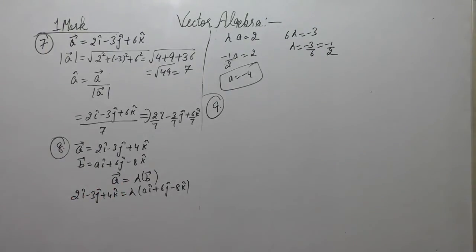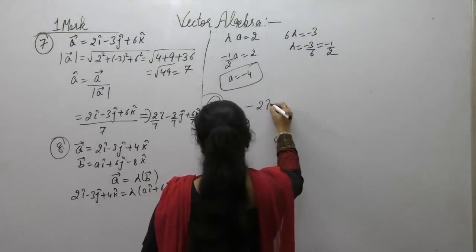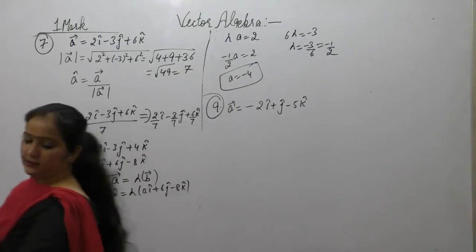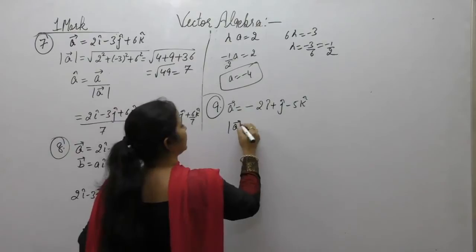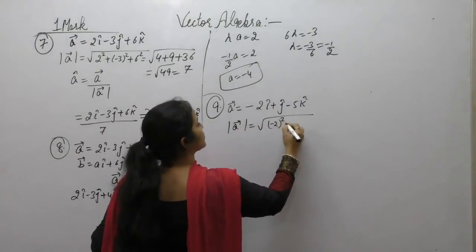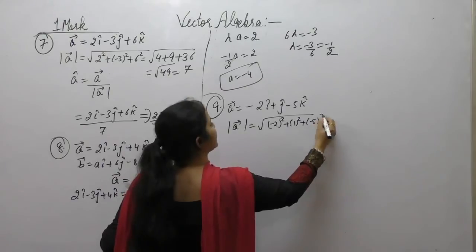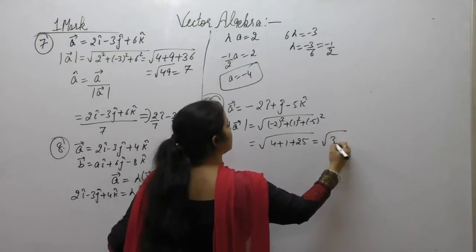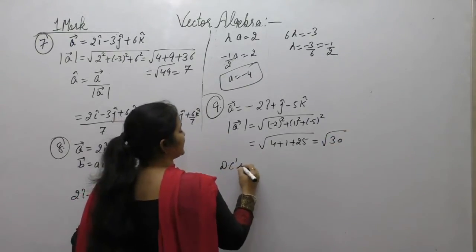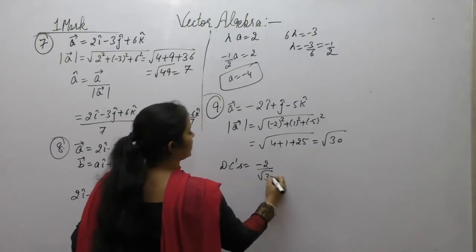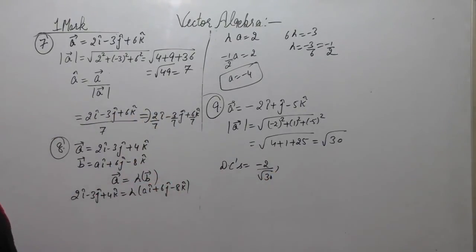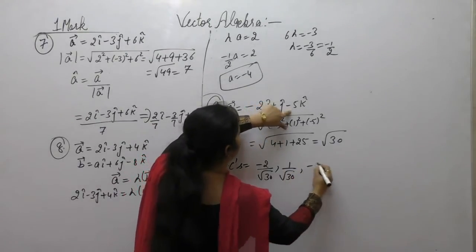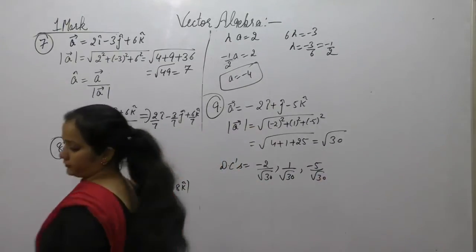Write the direction cosines of the vector minus 2i plus j cap minus 5k cap. Let this be vector a. Now the magnitude of a vector is the square root of minus 2 square plus 1 square plus minus 5 square, 4 plus 1 plus 25, which is 30. Now the direction cosines are minus 2 upon square root of 30, 1 upon square root of 30 and minus 5 upon square root of 30.